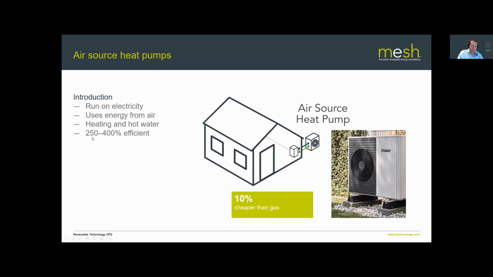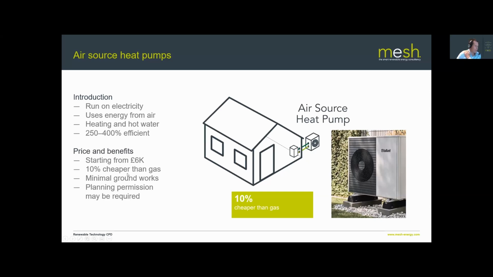Typically, efficiencies are a little bit lower than for ground source, but you're still going to be looking at an efficiency of around 250 to 400%. That's a COP of 2.5 to 4, so coefficient of performance between 2.5 and 4. So for every kilowatt hour of electricity you put into your heat pump, you'll get between 2.5 and 4 kilowatt hours of heat out of your heat pump. And that's why they're cheaper than a boiler to run, because electricity, although it's more expensive per kilowatt hour than gas, these high efficiencies mean that you tend to get lower energy costs.